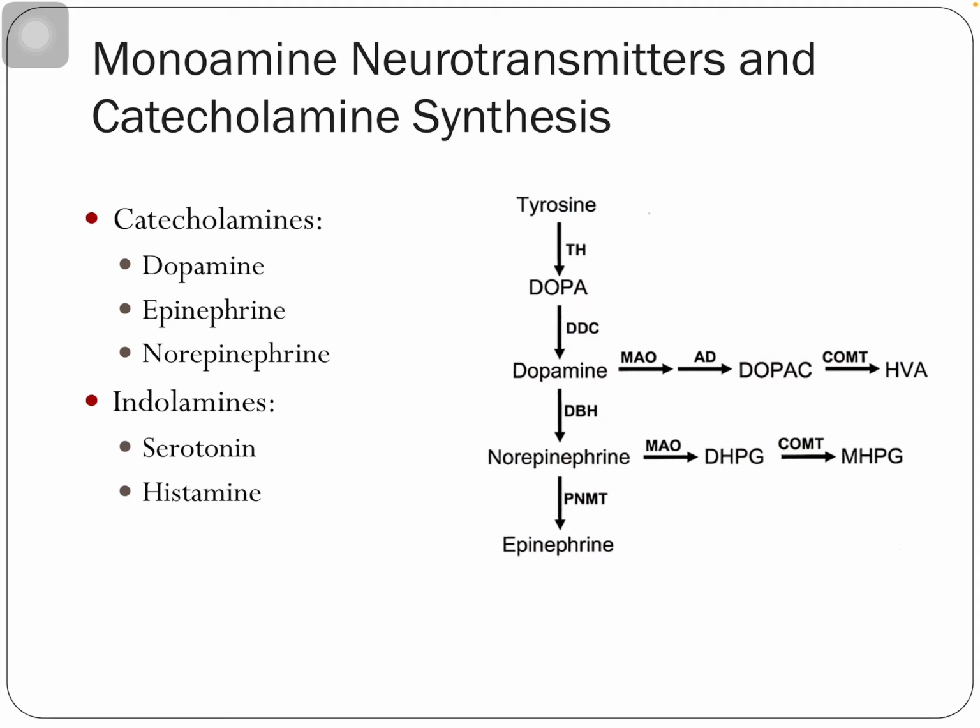A couple of other monoamine neurotransmitters. So we have a group, which is dopamine, epinephrine, and norepinephrine. And so here you can see the way that these catecholamines are synthesized.